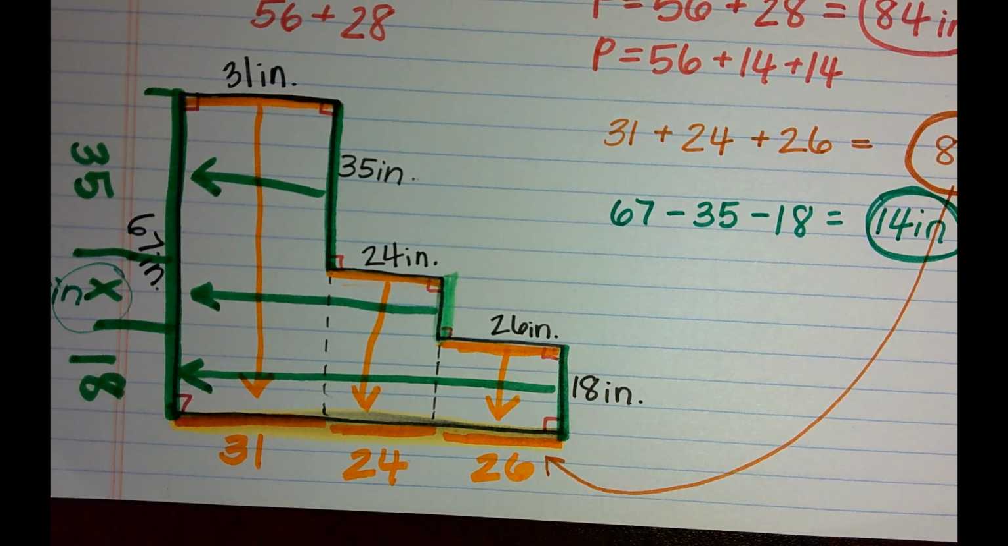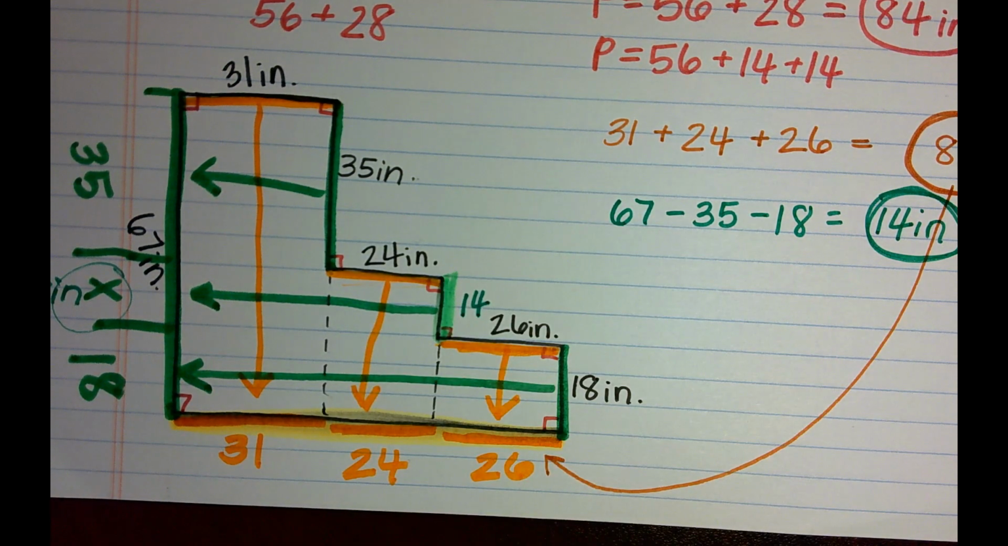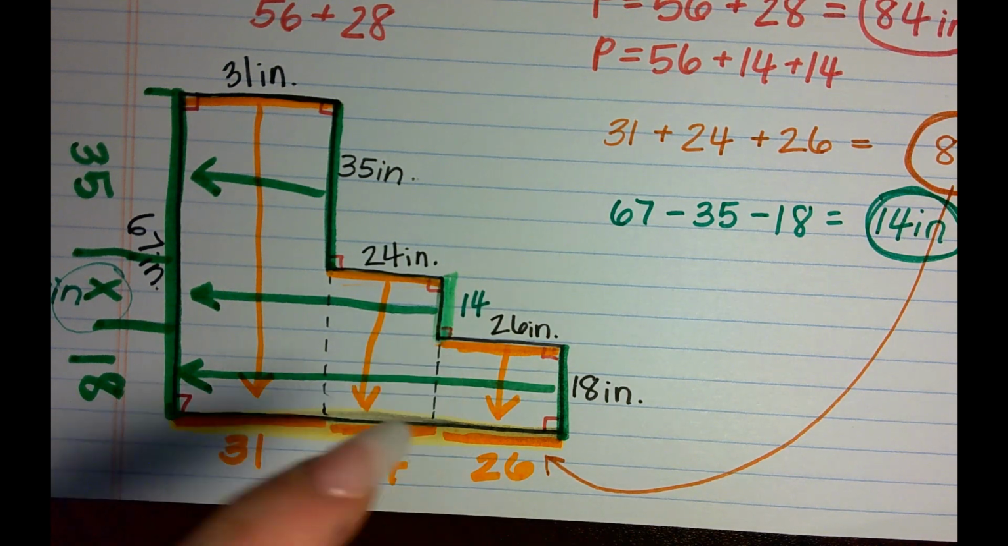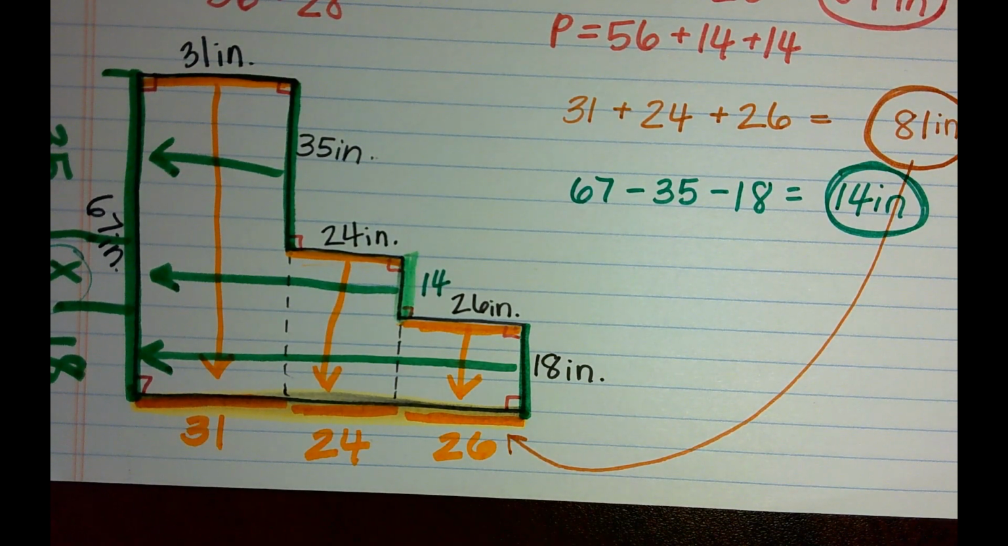Not too bad. So I know that this is 14 right there. I know that this big one is 81 on the bottom. How do I find the perimeter of this whole thing? Add them all together.